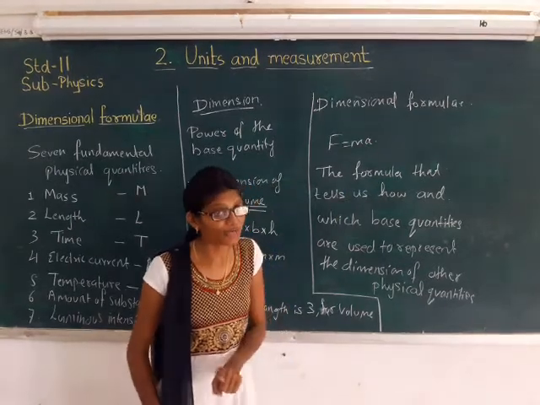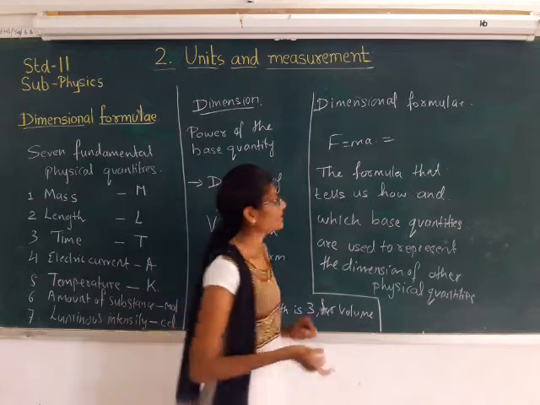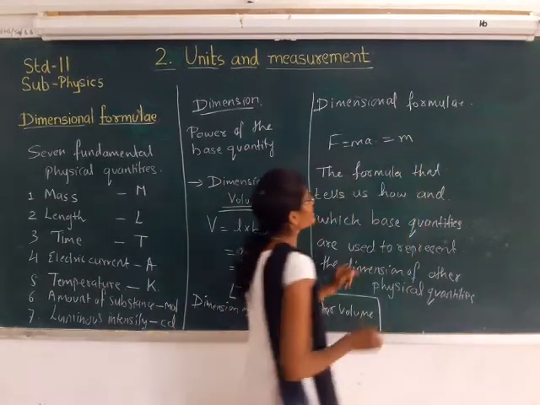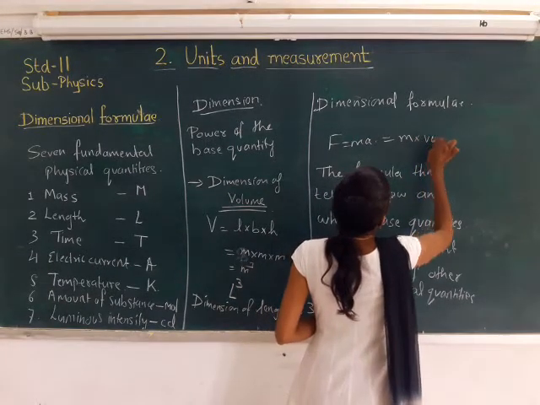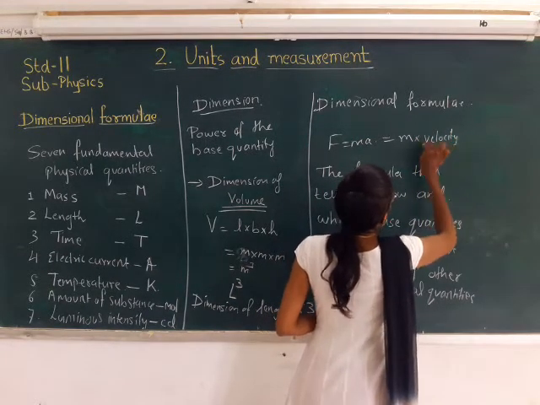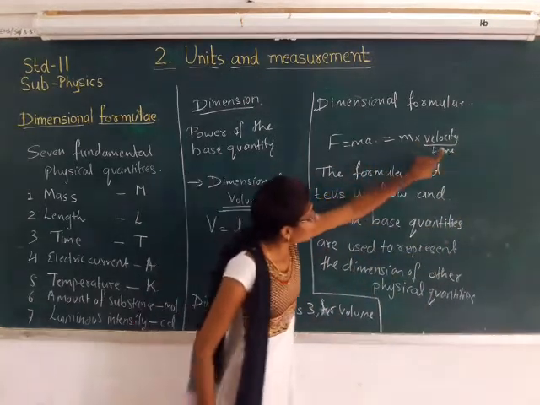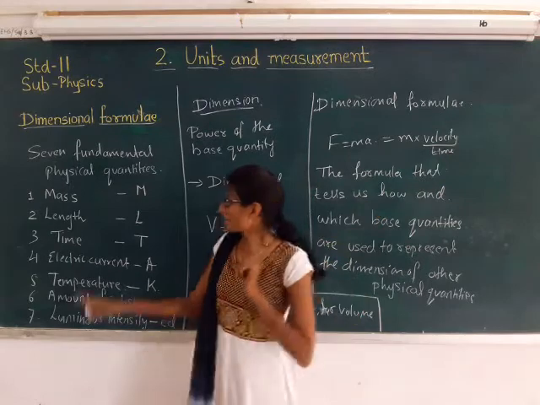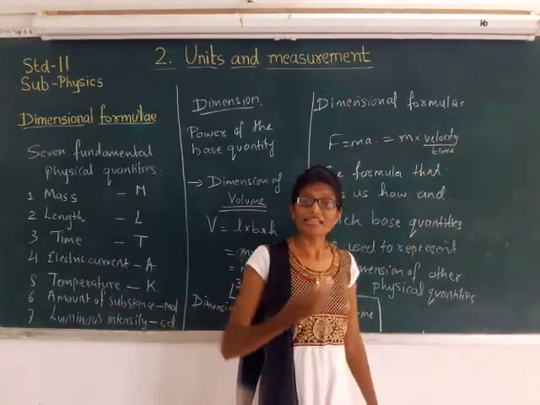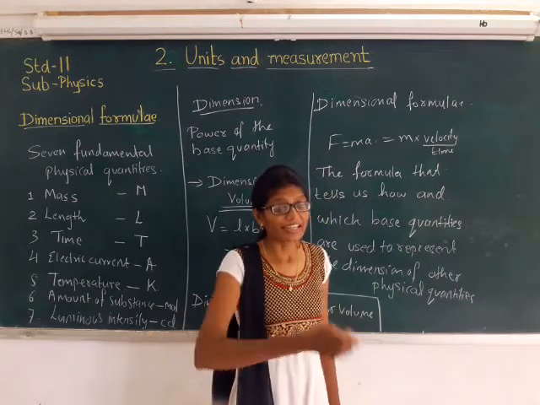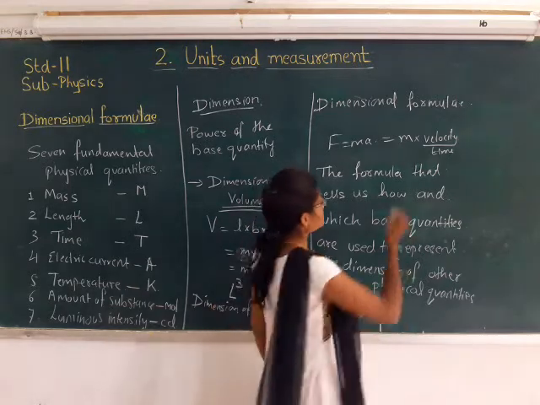Acceleration is again a derived physical quantity, and if we want to take it in terms of the fundamental physical quantities, then it can be written as mass into velocity upon time taken, right? Again over here, time is a fundamental physical quantity. Velocity is again a derived physical quantity, and that can be used in terms of the fundamental physical quantities.